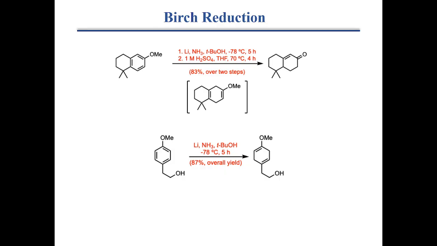So now this is an example of Birch reduction. Here, first we use lithium, liquid ammonia, and tertiary butanol as the proton source. So first we are getting this product, and as it is an electron donating group, that's why we are getting this vinyl methoxy product.